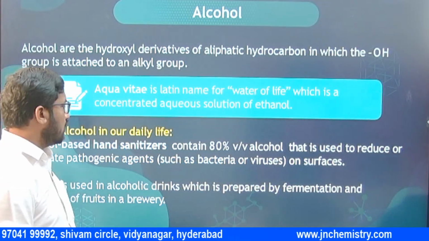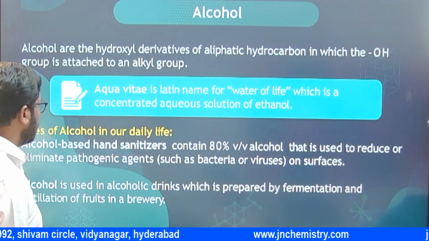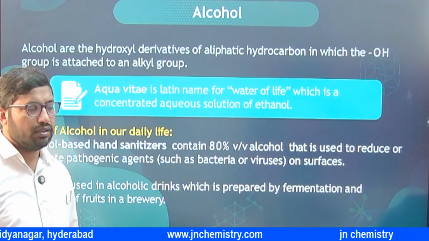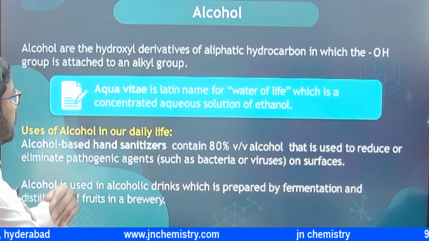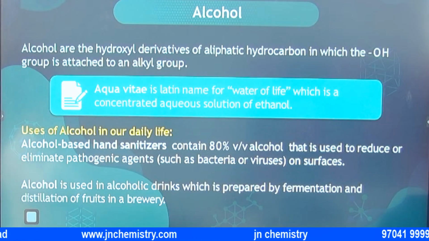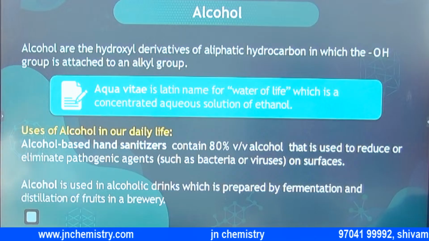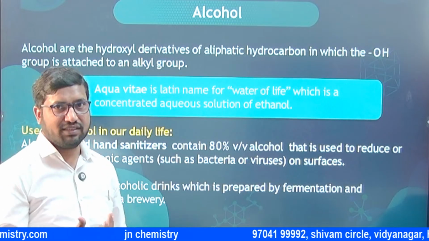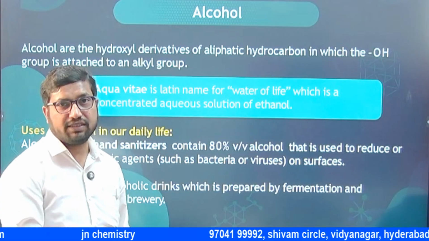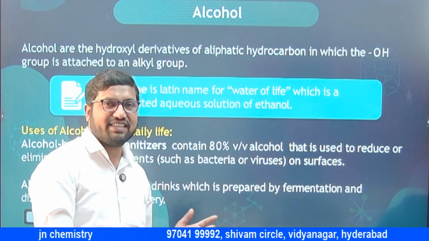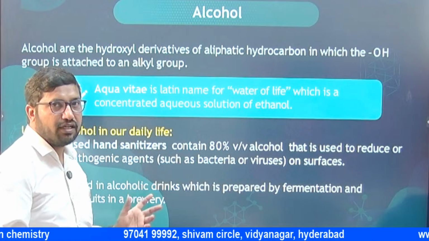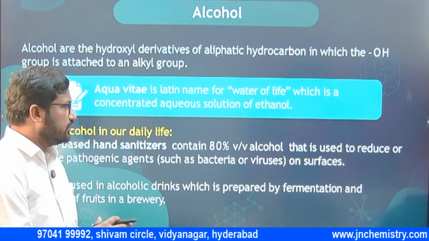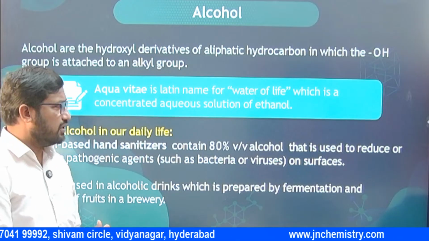Alcohol, of course, the word, the hydroxyl derivatives, OH group. So generally, where are we using this alcohol? In sanitizers, of course, and alcohol is in drinking beverages. And in industries also we use this alcohol.